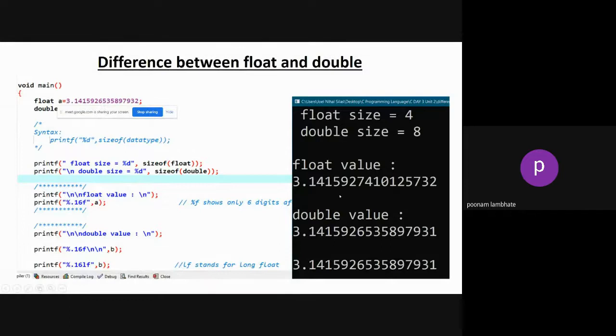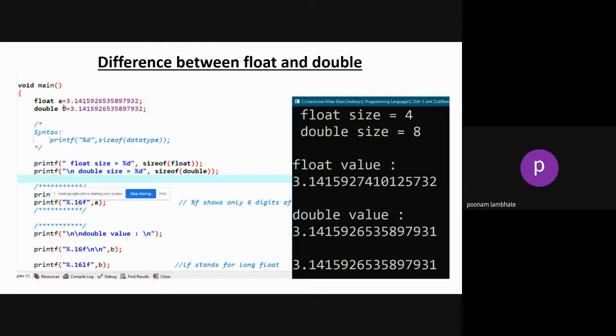For example, if I want to store this value, 3.14159, it's a very big value. I want to store it inside A. A's data type is float and the data type of B is double. Same value I'm going to store in float and double. But when I print out the value of A and B, see the difference. If I print out the value of A, it is 3.1415927. See here 927. But when I was initializing A, it was 9265 something. But at the output, I'm getting some different value. Can you see the difference?